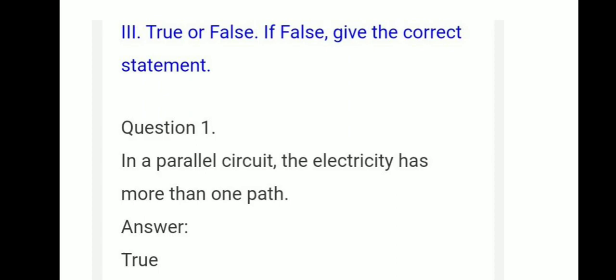True or false? If false, give the correct statement. Question number 1. In a parallel circuit, the electricity has more than one path. Answer: true.